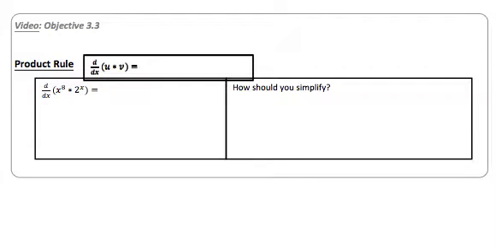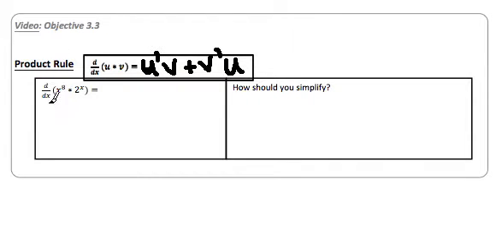Today we are going to talk about the product rule, which is objective 3.3. So we need to be able to find derivatives when we are multiplying two different expressions together. The general formula for that is the derivative of u times v is u prime v plus v prime u. So what we're going to do is take the derivative of each of them and then multiply them together in this formula.